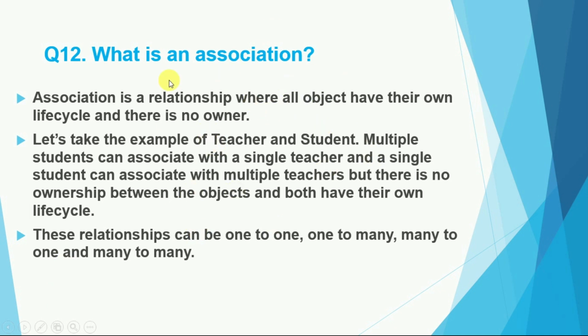There is a concept called association. There is a relationship called association. Association is a relationship where all objects have their own life cycle, and there is no owner. So all different objects have their own life cycle, and there is no owner.